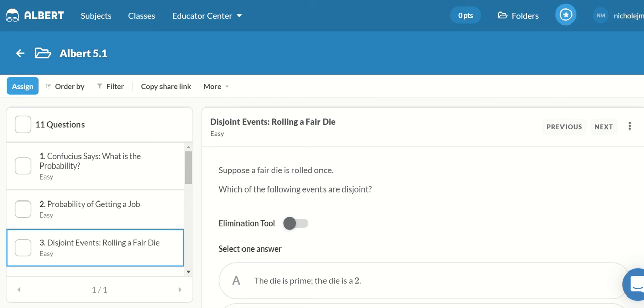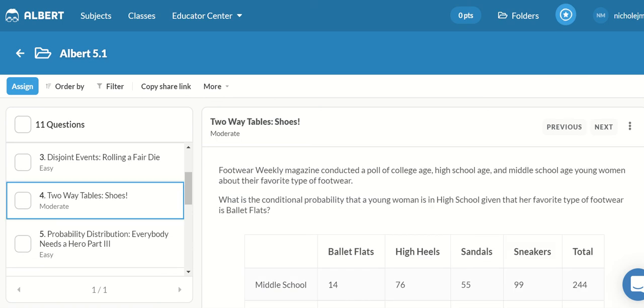So you have to know the definition of disjoint. That's the key word here. And all you have to know is that disjoint events cannot occur at the same time. So that's all I'm going to help you out with on number three. Let's take a look at number four now.